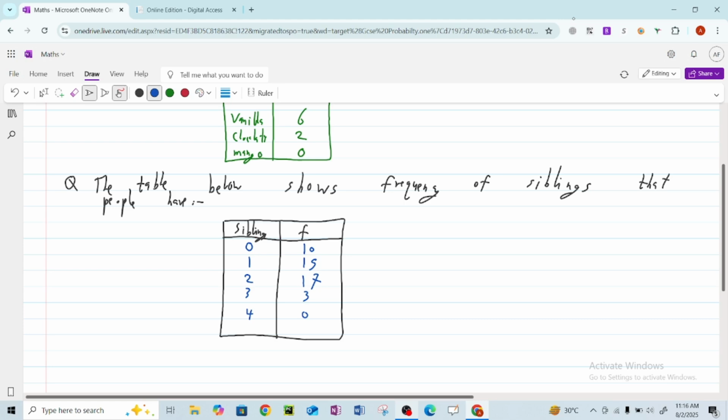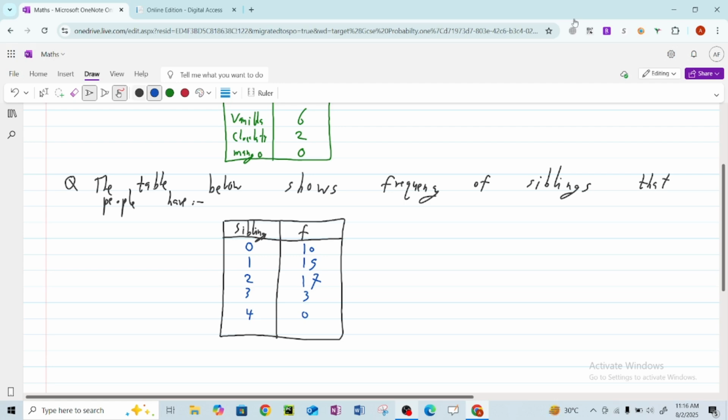Now what does this mean? Sorry, 10 people have 0 siblings, the other way around. 10 people have 0 siblings. 15 people have 1 sibling. 17 people have 2 siblings. 3 people have 3 siblings. And 0 people have 4 siblings. Okay, that's what this means.